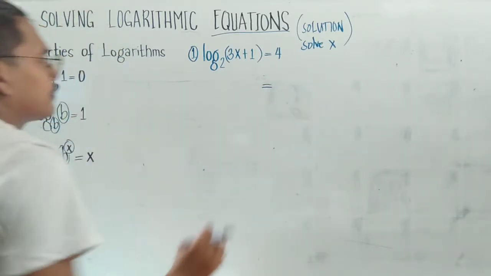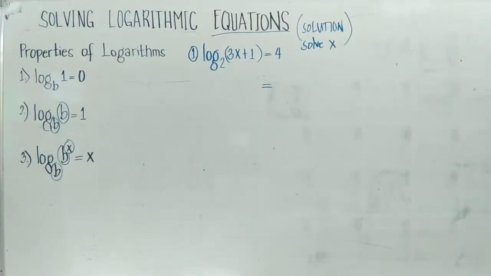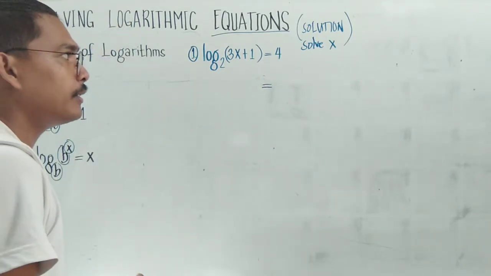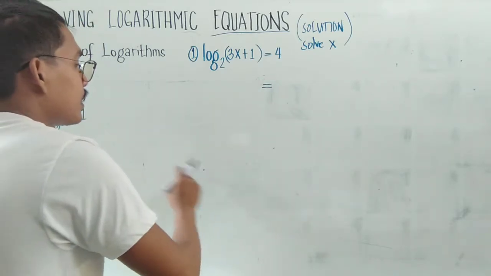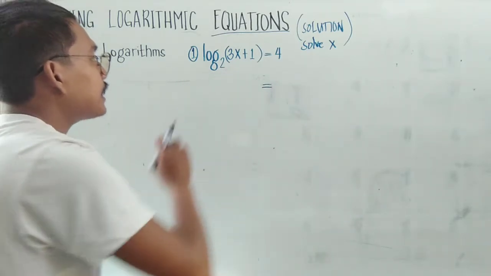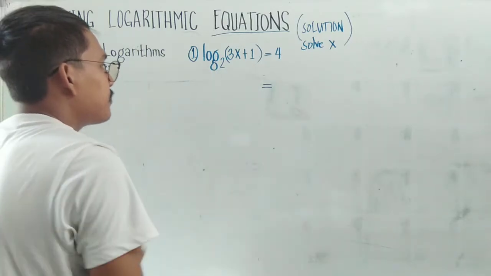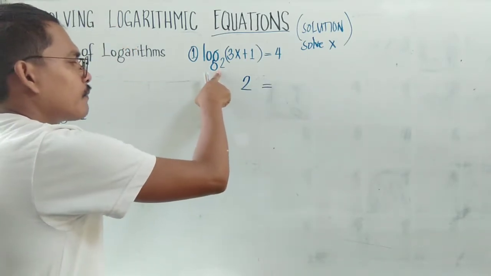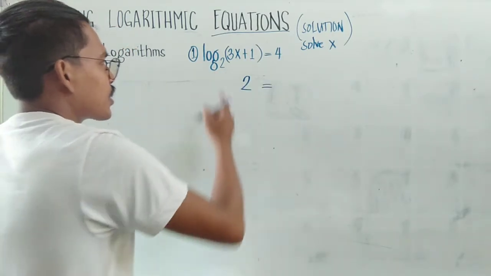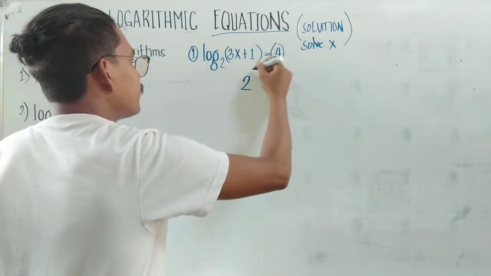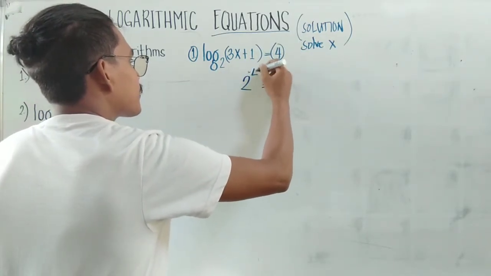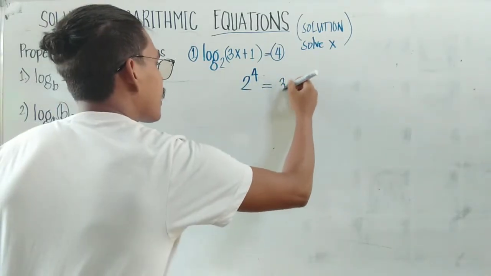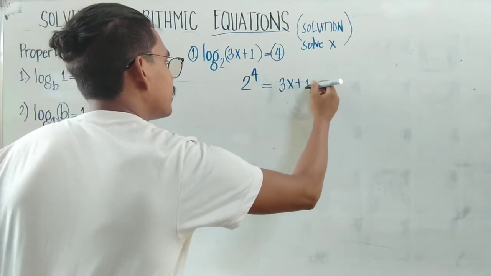If this is the case, we will try to write the logarithm in exponential form. Okay? Again, let us rewrite the logarithm in exponential form. So what is the base? The base is 2 here. And what is the exponent? The exponent is the answer of your logarithm. So the exponent is 4. Okay? Then we have 3x plus 1.